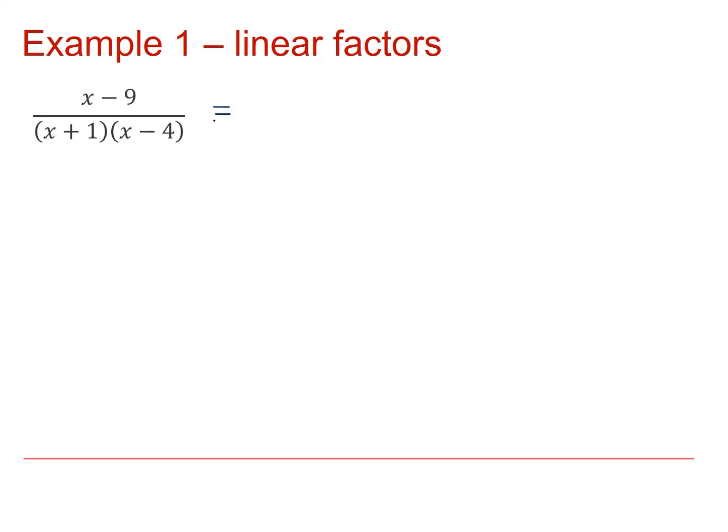I'm going to write that this is identical to, and I'll come back to that in a second, a over x plus 1 plus b over x minus 4. It's identical because for every value of x, these two things need to be exactly the same value.